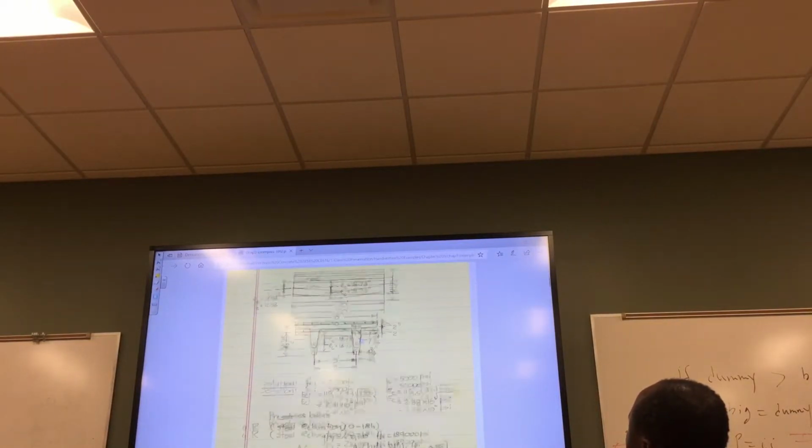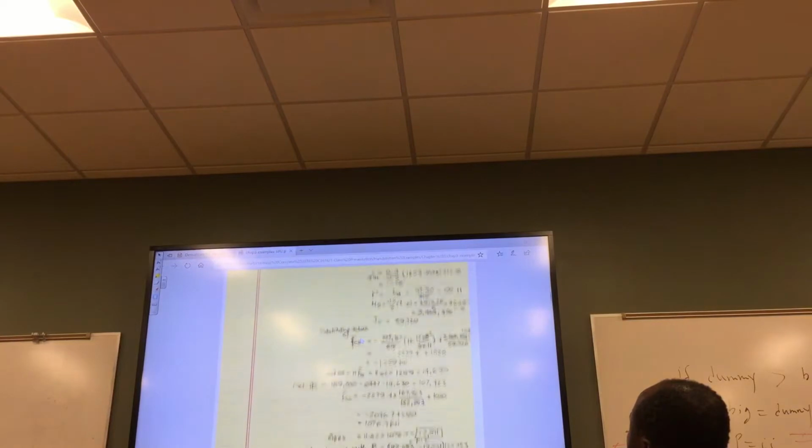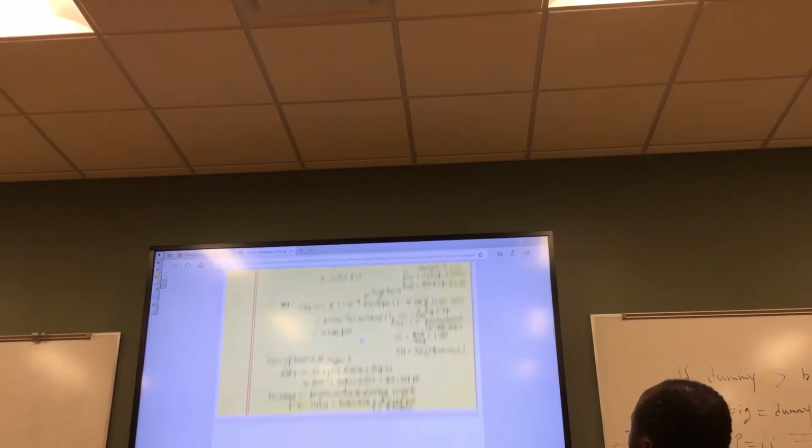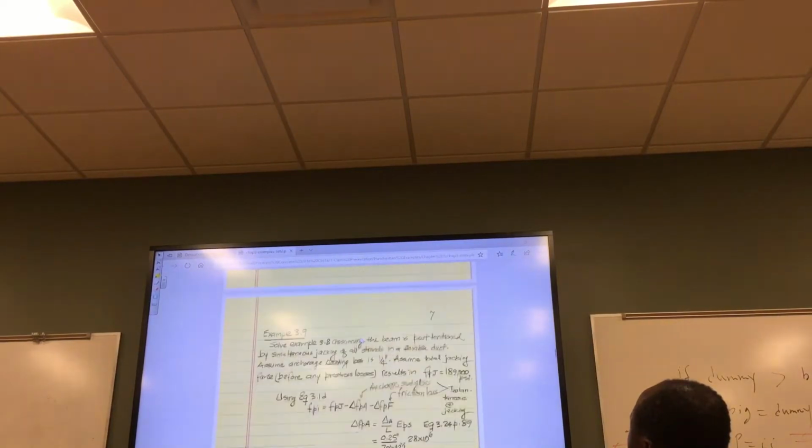So let's go, so double T, and I'll send you this over again. And the same problem, it was done in stages, and the same problem was done, solve this problem, assuming the beam is post-tension, right? And let me make sure here.